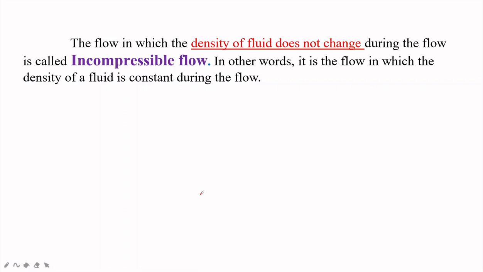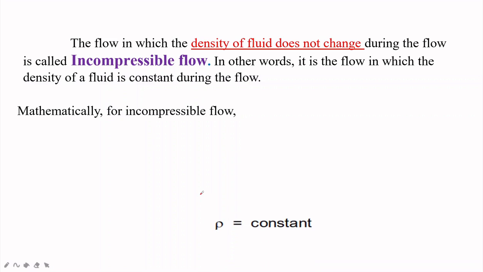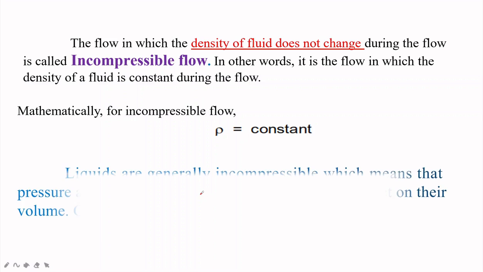So mathematically how can we tell? Rho is equal to constant, whereas in compressible flow, rho is not equal to constant. Because density is changing, it is compressible. Here density will not change. Whatever forces you apply, it does not change, so it is incompressible flow. Once it changes, it becomes compressible flow. This is all the difference between compressible and incompressible flow.